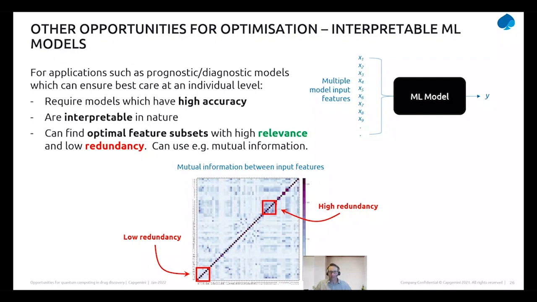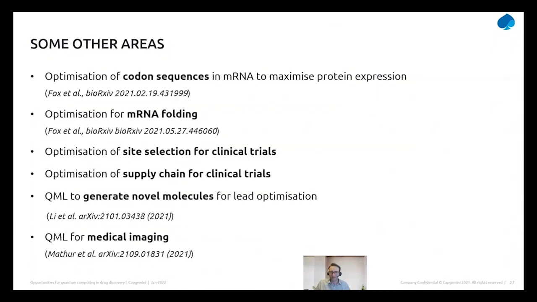Anyway, now I want to allow a bit of time in the last part of the talk to talk about some of the things that we've been looking at and a bit on where we fit in. So I just thought I'd give a quick overview of some of the other things which I think are interesting. We've seen from GSK some work on codon sequence optimization. This is really about creating mRNA sequences which maximize protein expression. So another optimization challenge. When you go to produce biologics, you want to have really high yields in your bioreactors. This is one of the things to think about there.